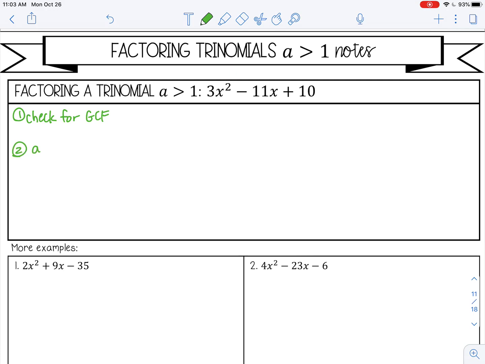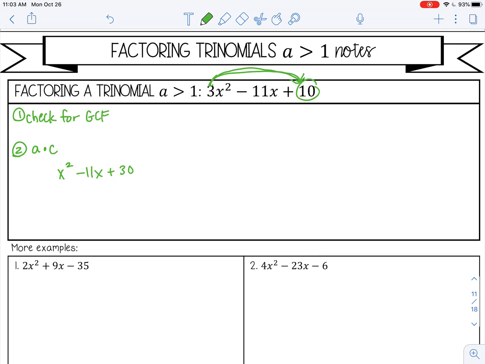Next, I'm going to multiply a times c. So 3 times 10, that's 30. And what I'm going to do is rewrite my trinomial. It's almost like I just moved this 3 over with the 10 and put it at the end, so 30. So I rewrote my trinomial by multiplying a times c, and notice that 3 is not there at the beginning anymore.